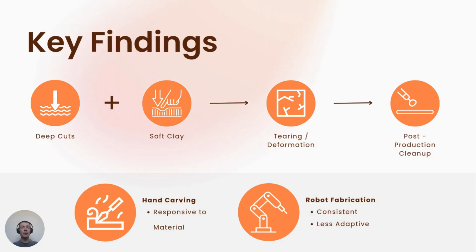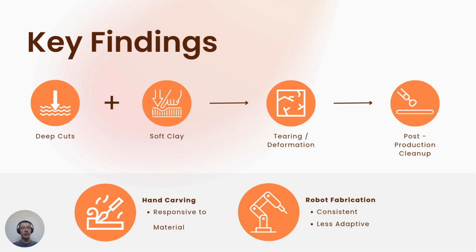Several key findings emerged from the testing process, particularly in relation to how digital parameters interact with the physical behavior of clay. One of the most significant observations was the impact of carving depth. Increased depth of the cut often resulted in tearing or deformation on the clay surface, especially when the material was too soft. This suggests that there is a threshold where the material can no longer maintain clean edges under pressure.